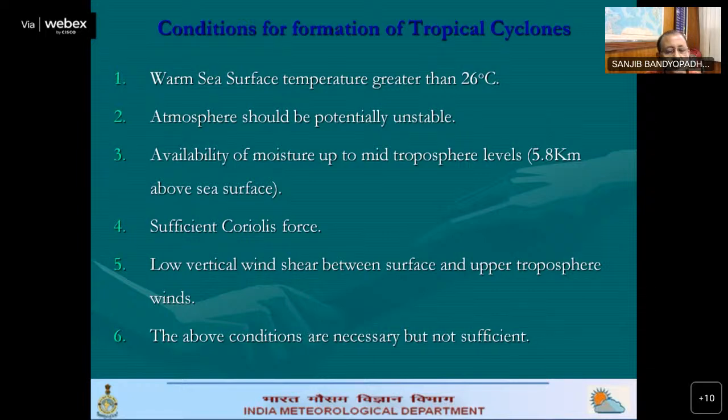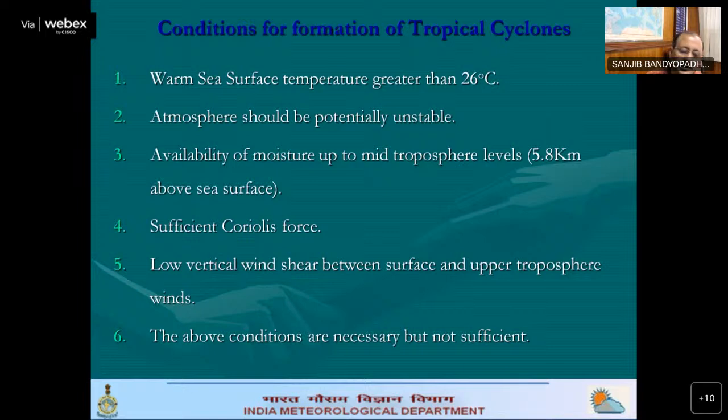The fifth point is also most important, that is low vertical wind shear. Low vertical wind shear means a small difference of wind speed between the surface and the upper layer. If the vertical wind shear is more, then since it is a rotating vortex with a vertical structure, that structure will not survive if the upper air wind speed is more. It will always cut off the head portion, so it will not survive. If there is less difference of wind speed between the surface and upper layer, then the system will stabilize.